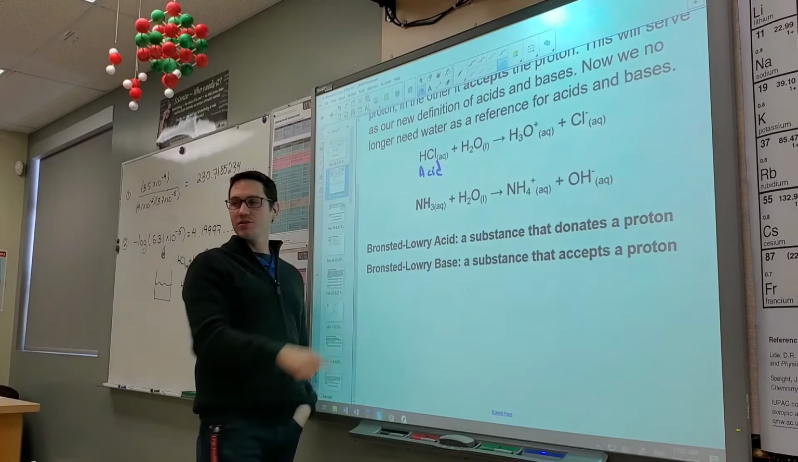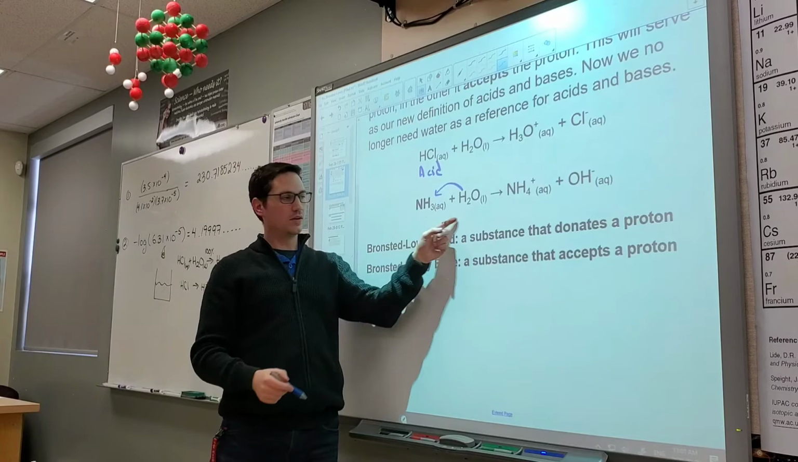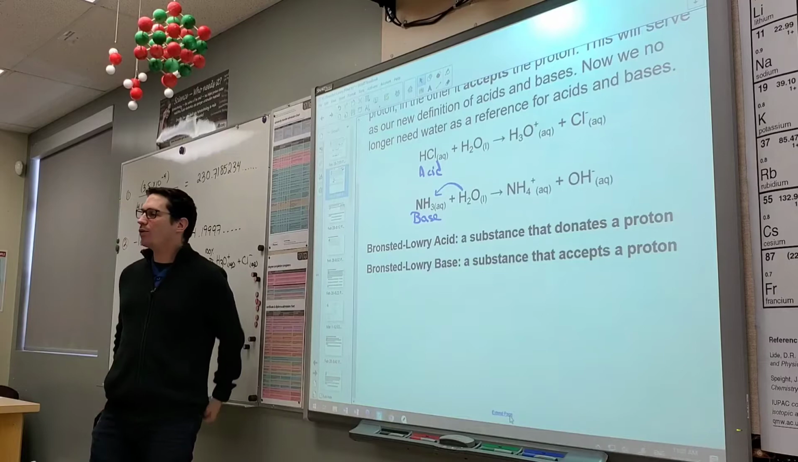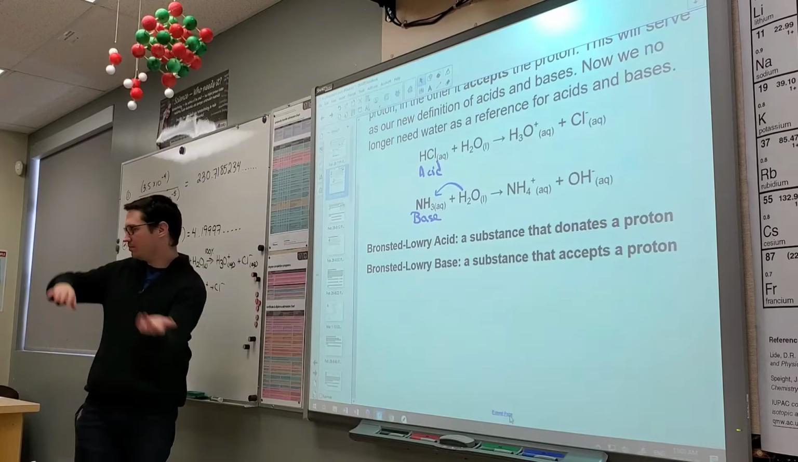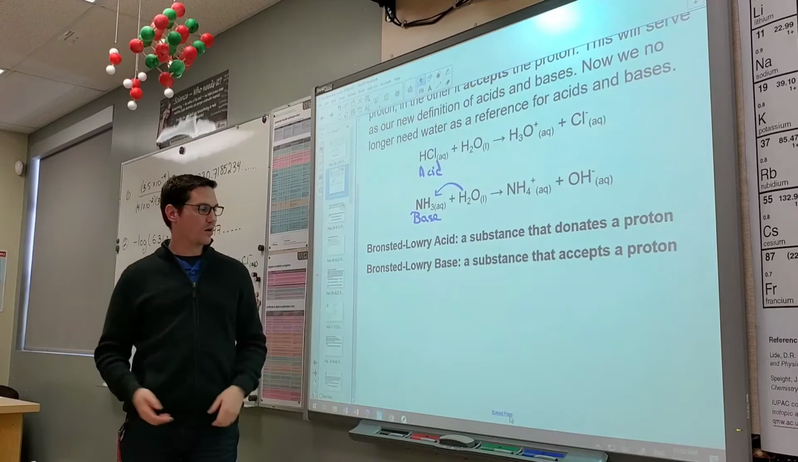And NH3 is accepting a proton from water, right? One of these hydrogen ions gets transferred, and we turn into NH4+. So it's acting like a base. Okay, that's the definition of a Bronsted-Lowry acid base. There were two people, one named Bronsted, one named Lowry, and they kind of independently but also together made this definition of an acid base. So we call this the Bronsted-Lowry acid, the Bronsted-Lowry base. I will symbolize it as BL acid and BL base.